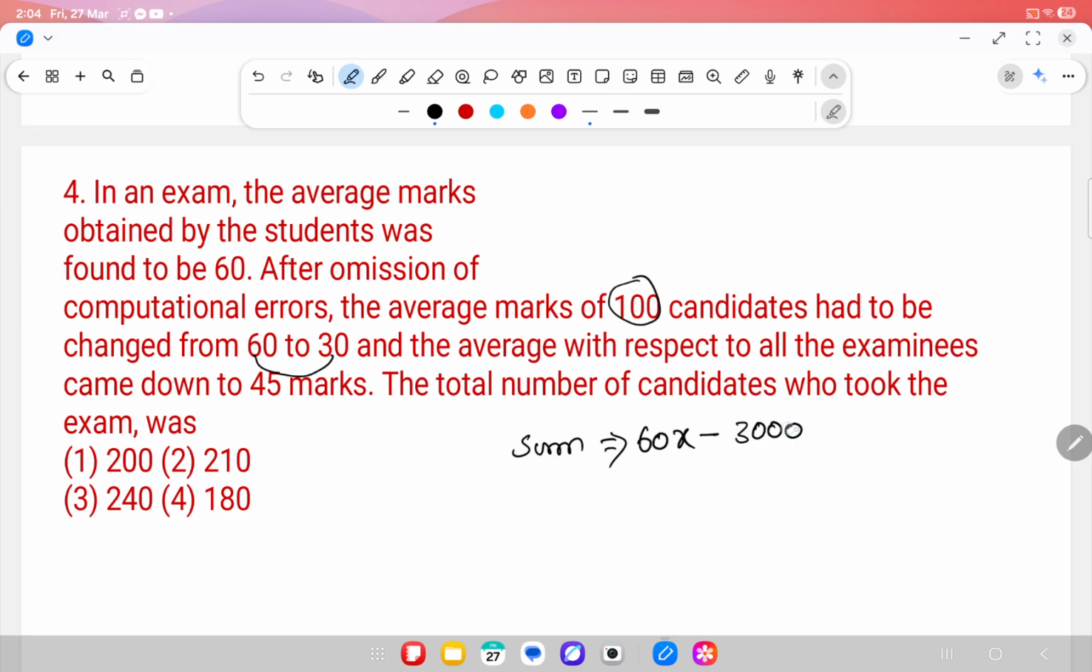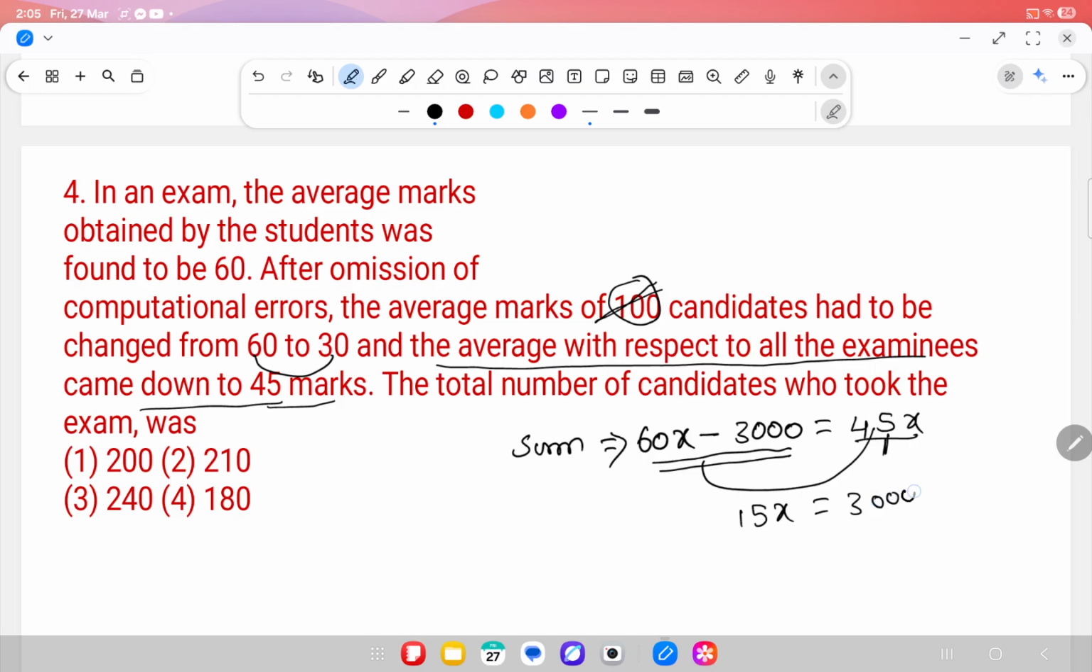That will be 3000. Now because of this, the average with respect to all the examinees came down to 45. Because of this, for 100 people, the total average became 45. Means from 60 it reduced to 45. So 45x. What is this 45x? 45 is the average, x is the number of people, so this is the sum. This is sum and this is also sum. If you subtract this 3000 from that, it will give 45x. Now 15x is equal to 3000. Then x is equal to 200.